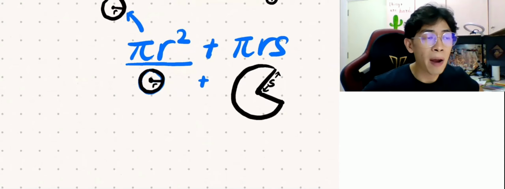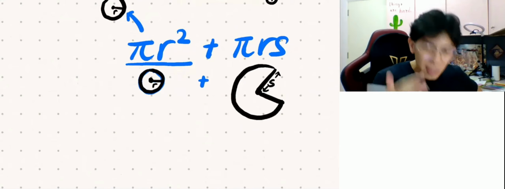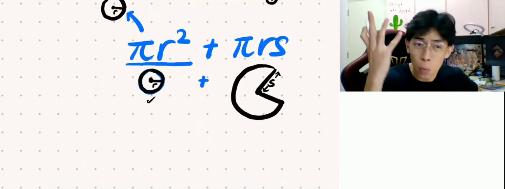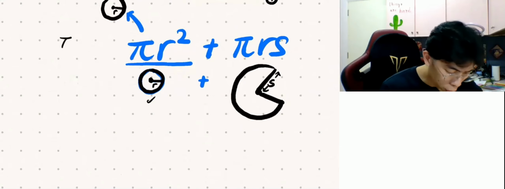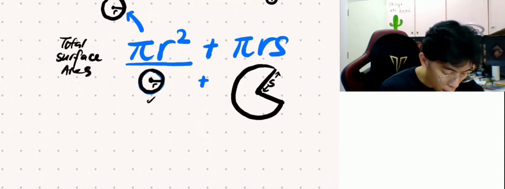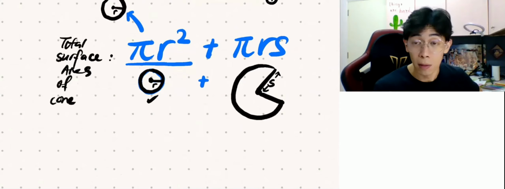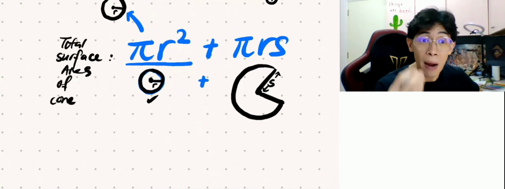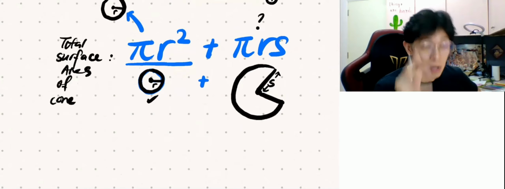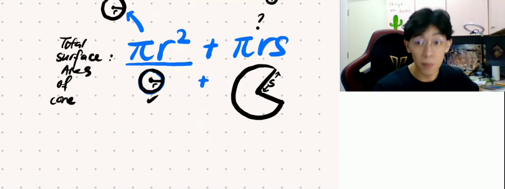How do we know that's pi rs? Can you see the first one? Nothing much we can say. It's one area, right? Your total surface area of your cone. The first one, nothing much. It's just a circle. But how do we know that's a pi rs for the second one? This one is a question mark. This is what I'm going to prove it to you.